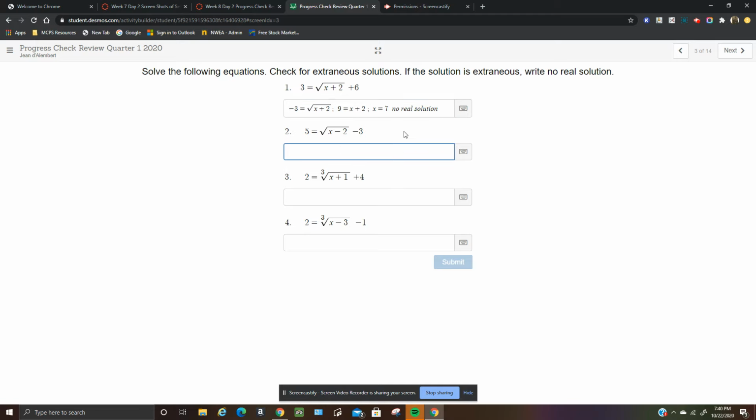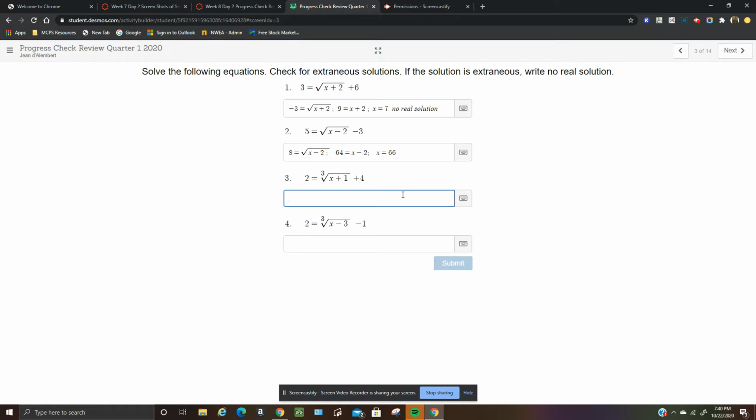And then this one, add 3 first. And then square both sides. And add 2. If I plug that back in, 66 minus 2 is 64. Square root is 8. Minus 3 is 5. So that works. Next one, subtract 4 from both sides.